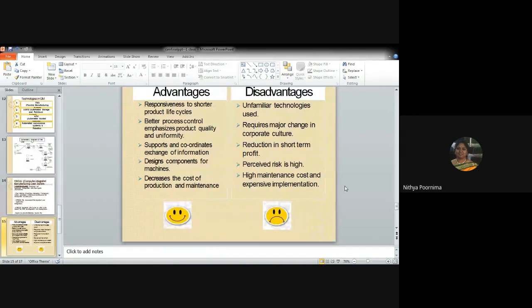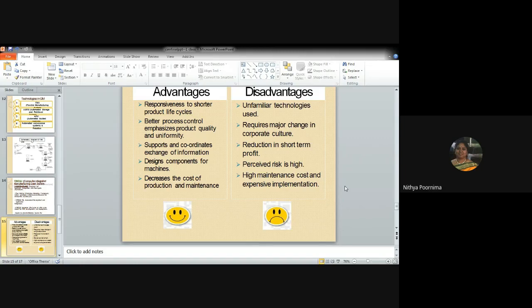Now, here I have put down some advantages and disadvantages. So basically, advantages are shorter product life cycles, better process control, supports and coordinates the exchange of information, design components for machines, decreases the cost of production, right? And maintenance cost is also low. These are the advantages.